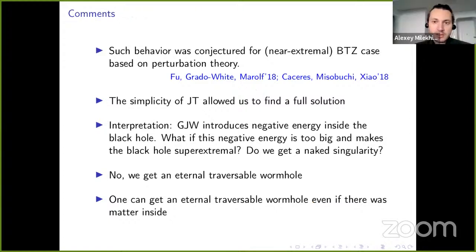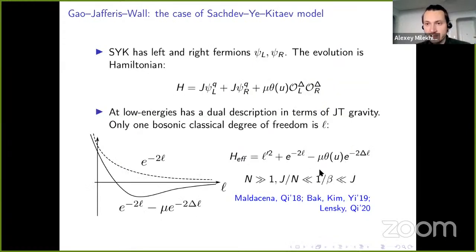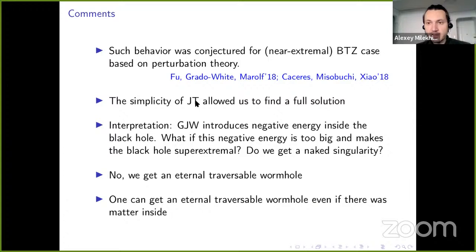One small comment is that people actually expect similar behavior in higher-dimensional black holes. What Gao-Jeffreys-Wall did was a perturbative analysis in mu in a higher-dimensional BTZ black hole, and they saw that this wormhole becomes traversable for a short amount of time. But what we're saying is that in JT gravity, you can actually find the full solution, and there is a phase transition when mu has a finite value. People expect this to happen in higher dimensions as well. It's just very hard to show that.